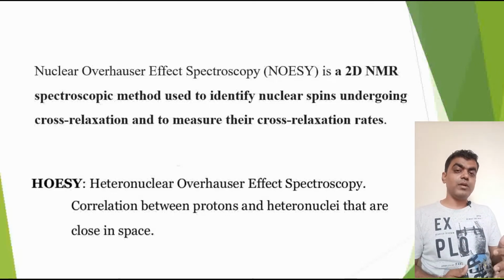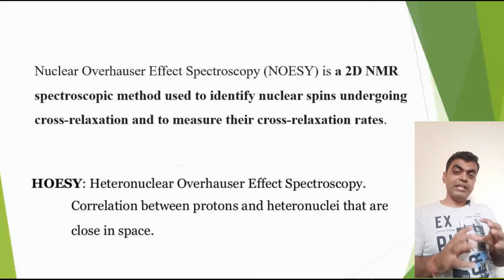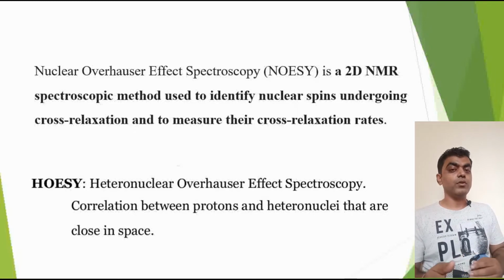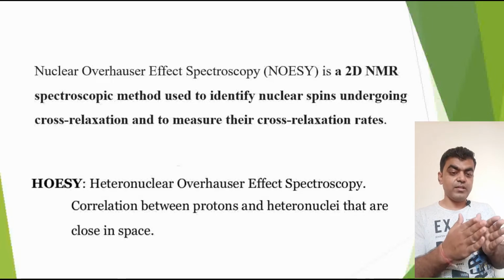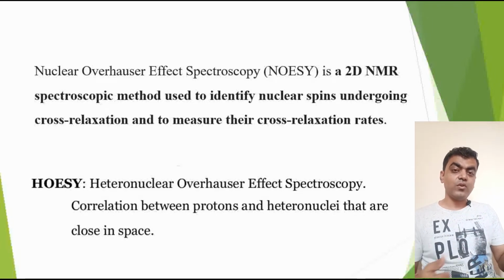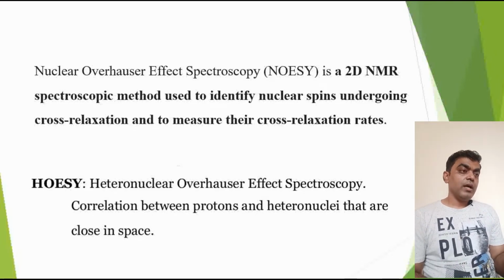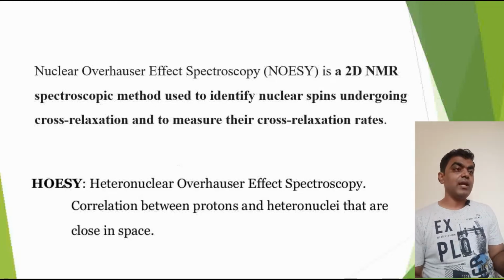Okay, so cross correlation, to make it simple, is when it is nearby and when it is for a different nuclei spin, we can have a cross correlation. So different nuclear spins identify the cross interactions between them, then we are using NOESY as an experiment. And again, a step forward is heteronuclear Overhauser effect spectroscopy, HOESY. So correlations between protons and heteronuclei that are close in space.